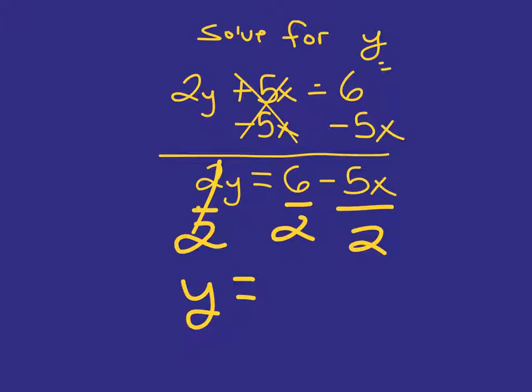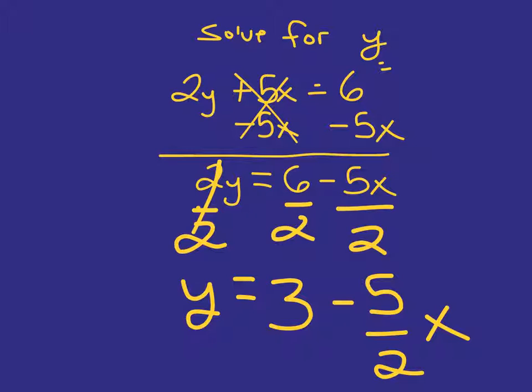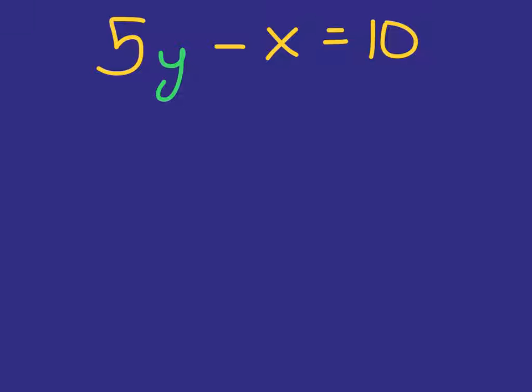6 divided by 2 is 3. 5 can't be divided by 2, so we leave that as negative 5 over 2x. And that's going to be our solution. Once you have the y isolated, like you do here, you're done. You've solved for y. So our answer is y equals 3 minus 5 over 2x.